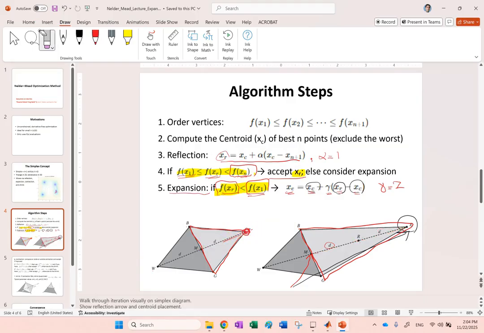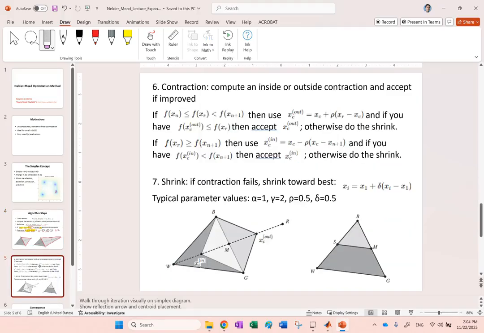Good. So now let's move on and see different other scenarios. So here it was better than the best or somewhere after the best, and definitely better than second to the worst. Now, what if it's not that good? So here we have two other scenarios. Sometimes this reflection point is better than the worst one, but not better than second to the worst. So it's just better than the worst one, nothing else.